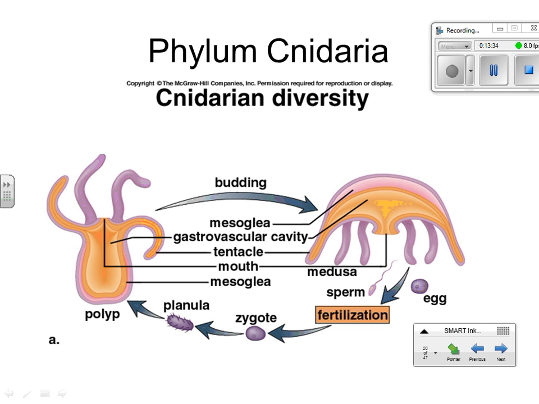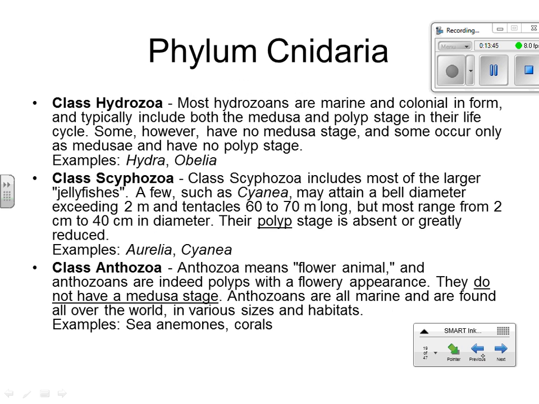Pretty much all cnidarians have tentacles, usually laced with what? Stinging cells. So that's how they catch their food with their stingers. Let me back up a little bit here.